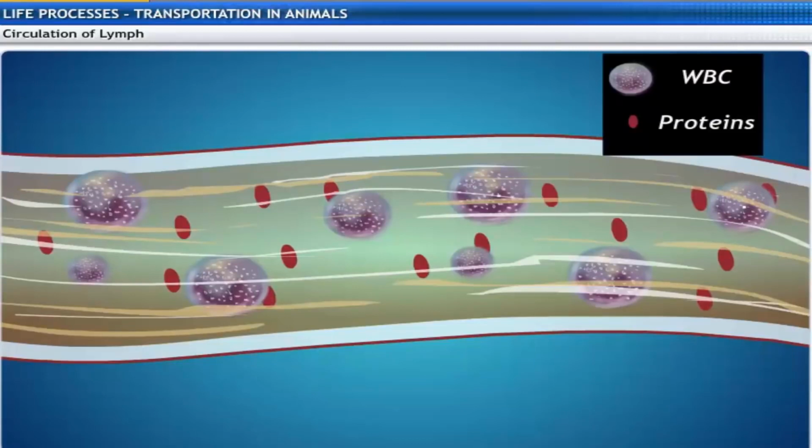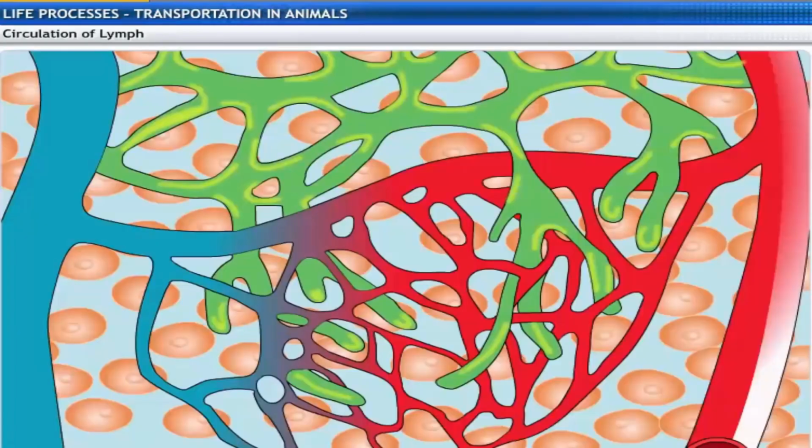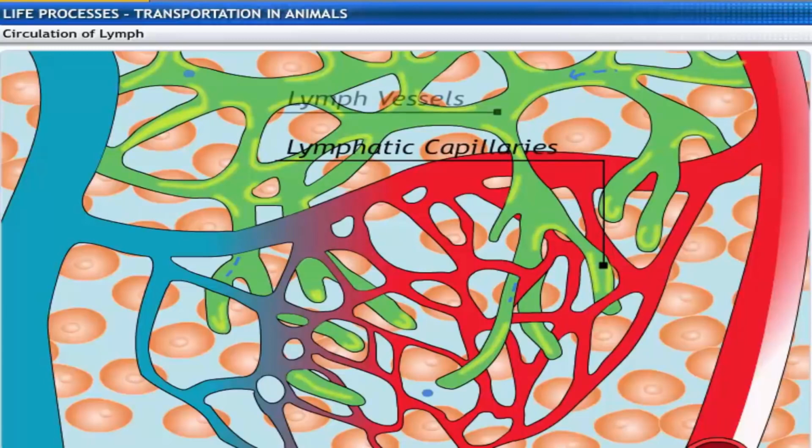Lymph is similar to the plasma in blood, but it is colorless and contains less protein. Once lymph is formed in the intercellular spaces, it drains into lymphatic capillaries. Lymphatic capillaries join to form larger lymph vessels that finally open into larger veins. The veins ultimately carry the lymph back into the blood.